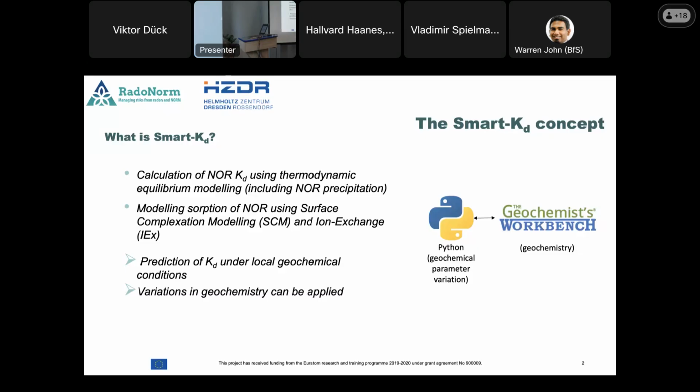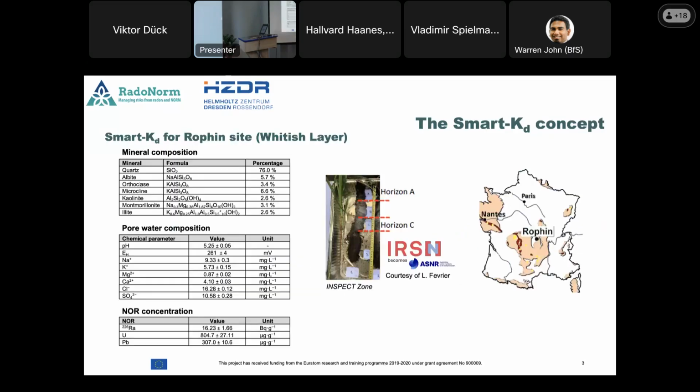The distribution coefficient may vary depending on the actual geochemical conditions, but this can be included in the KD calculation. The Ruprechtov site is a former uranium mine in France and was chosen as the test site. Within the whitish layer in the downstream below the tailing, higher concentrations were found. The chemical and mineralogical description of this layer was delivered by Gilles Montavon et al., and it was used for this KD modeling.